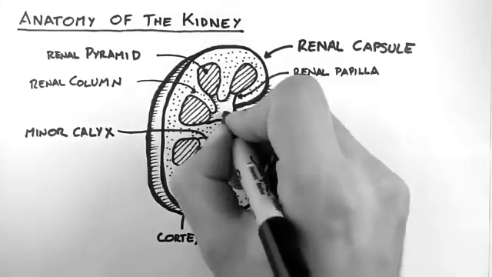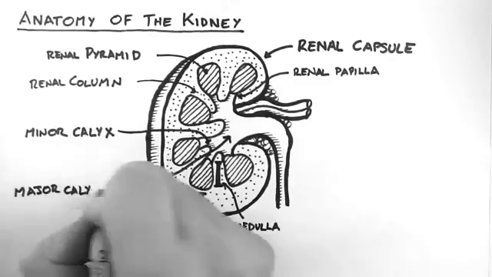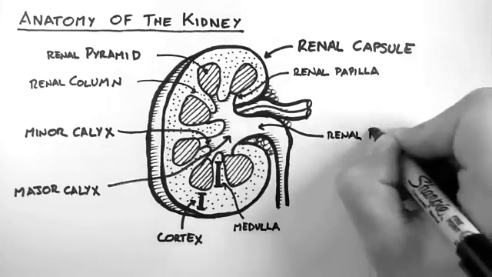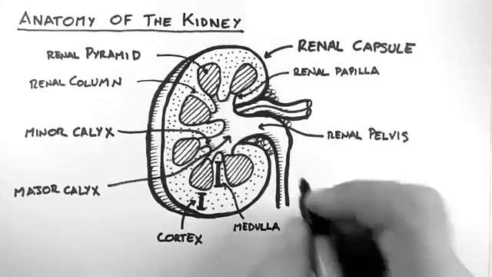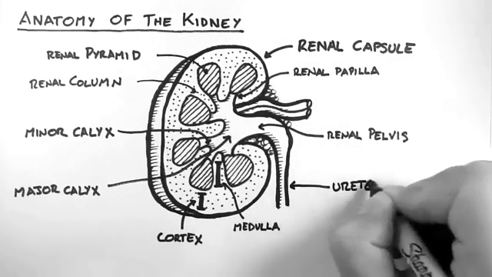The urine then flows from the minor calyces to the major calyces, which in turn empty into the renal pelvis. The urine in the renal pelvis then flows to the ureter, which then flows to the bladder.